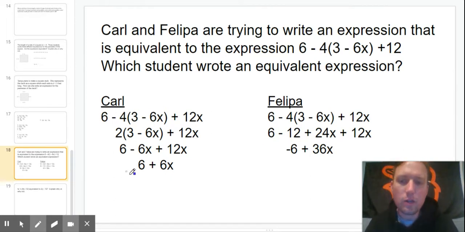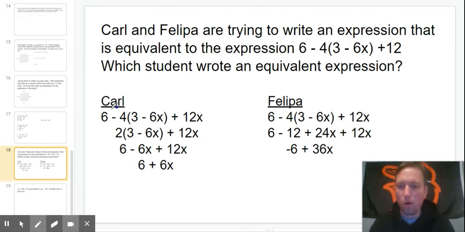So here's what Carl did here. Now, we're trying to find whether they are right or whether they're wrong. And I'll give you a hint. One of them is right and one of them is wrong. Can you take a minute to look at what they did and see which one you think is right and which one is wrong? Okay, let's check it out.